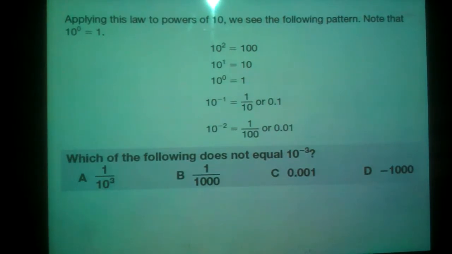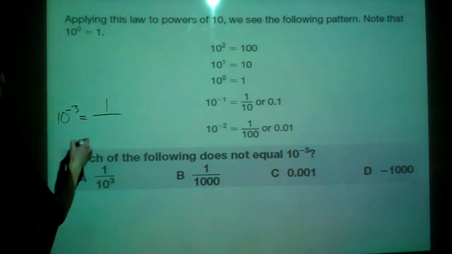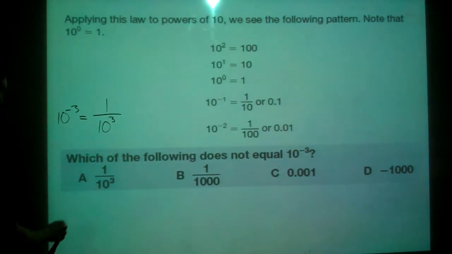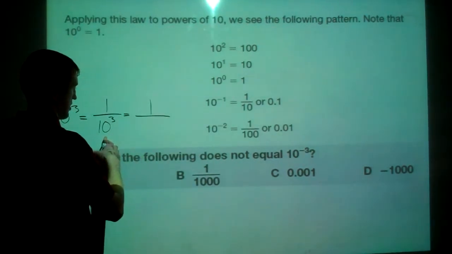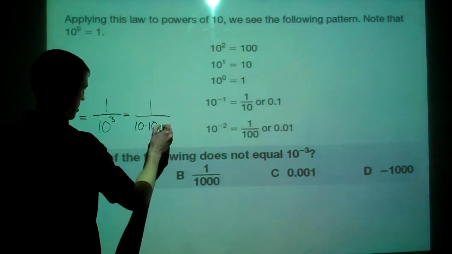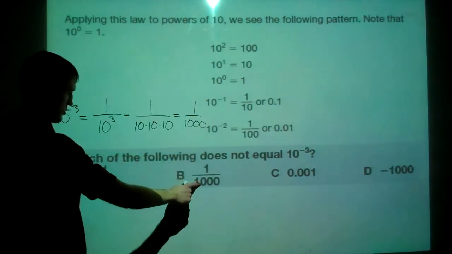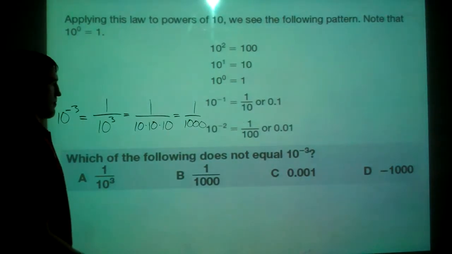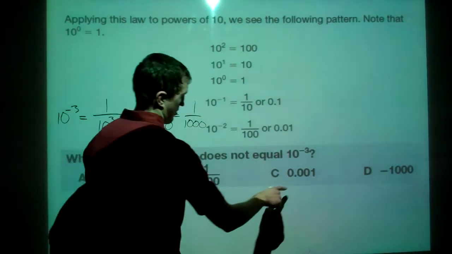Alright, so let's take a look at this real quick. Which of the following does not equal 10 to the negative 3? Alright, so 10 to the negative 3 should be 1 over, so we're going to flip it, 10 to the third. So this is 10 to the negative 3. Another way to write this is 10 to the third is 10 times 10 times 10, and that equals 1 over 1,000. So this one's good. 1 over 1,000 is okay. Another way to write this as a decimal is 1/1,000, or put 1 in the thousandth place.